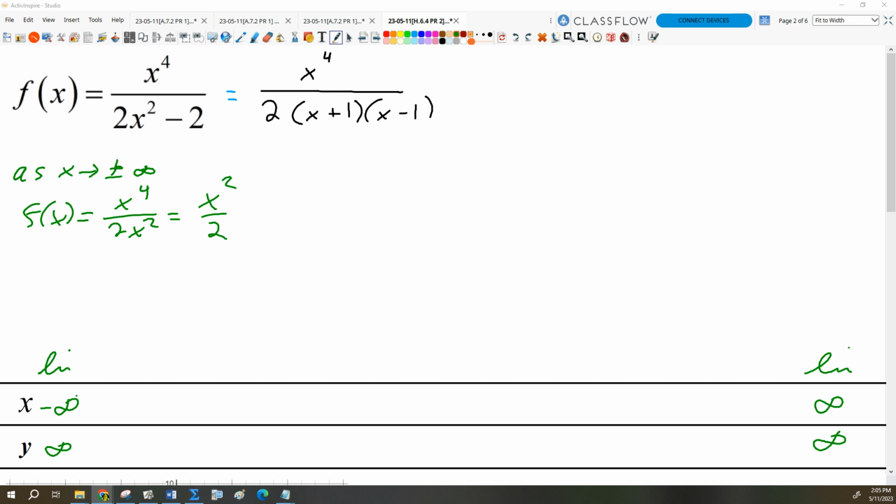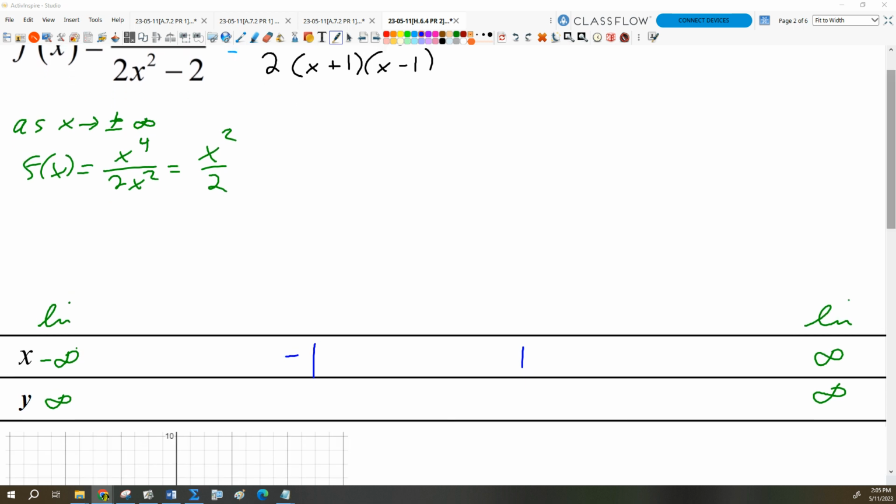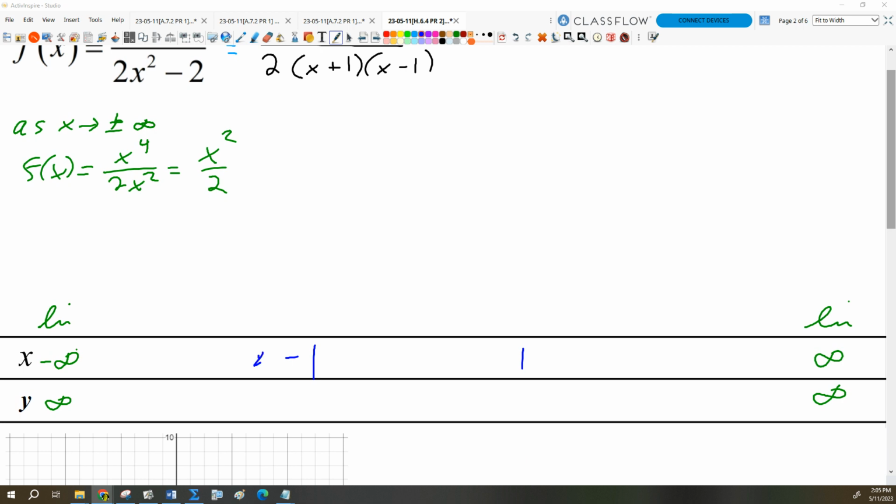There's no horizontal asymptotes. What other kinds of asymptotes would we need to find? Okay, vertical asymptotes. So where would vertical asymptotes potentially occur? Zeros of the denominator, right? So what are the zeros of the denominator? 1 and negative 1, okay? So when x is negative 1 or positive 1, the function's undefined, right? Because the denominator is 0. So x cannot equal negative 1 and x cannot equal 1.